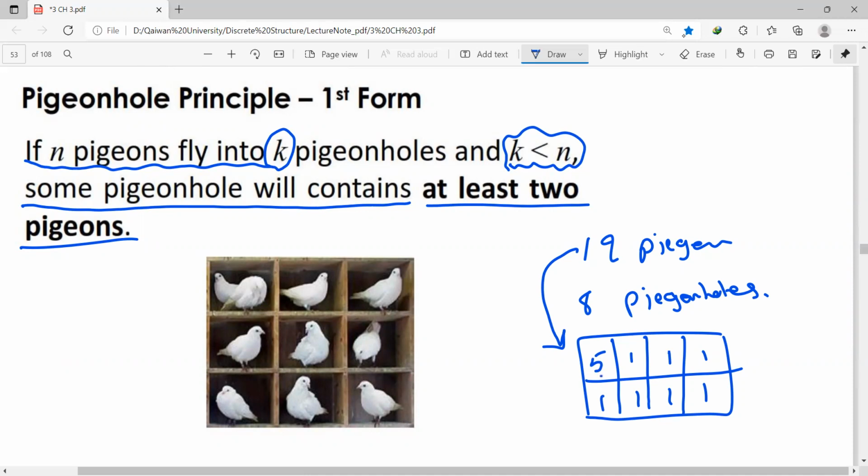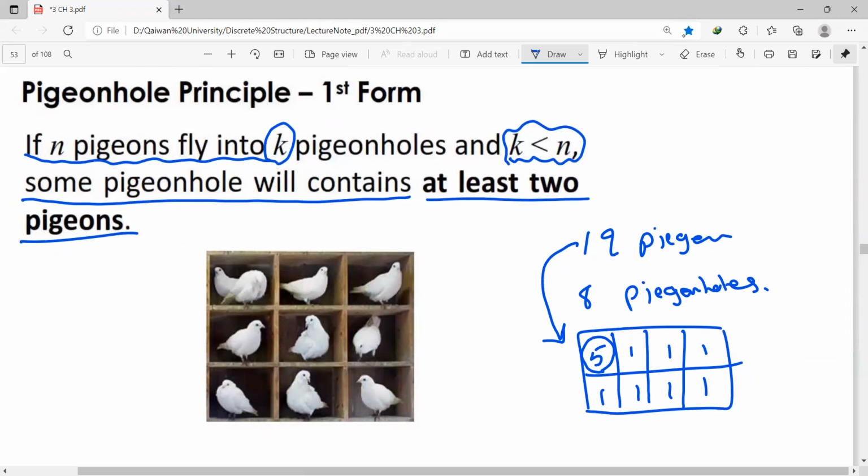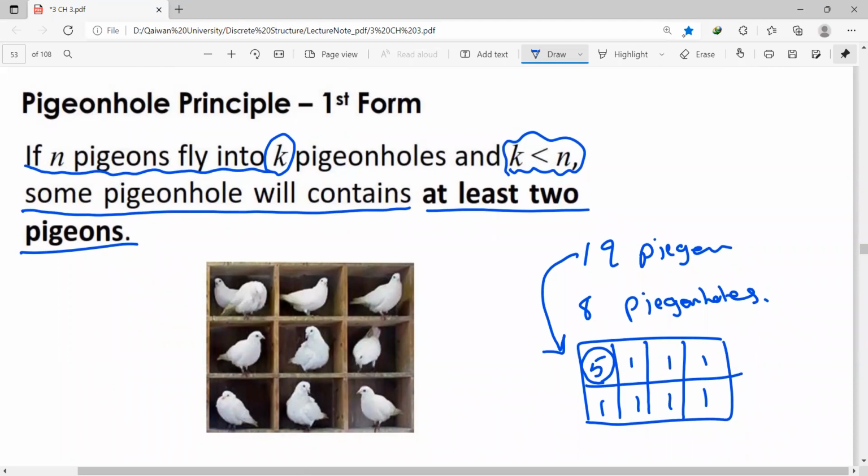As you see here, we have at least 1 pigeonhole which contains at least 2 pigeons. Here we have 5 pigeons. That's more than 2, so that's correct. Okay, here is the pigeonhole principle of the first form. Here we have 3 forms of pigeonholes.